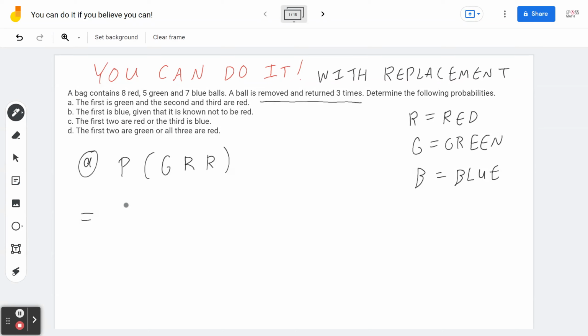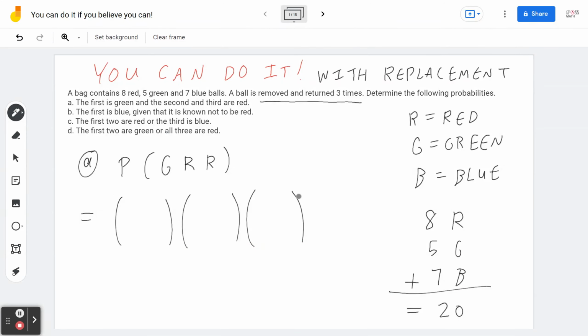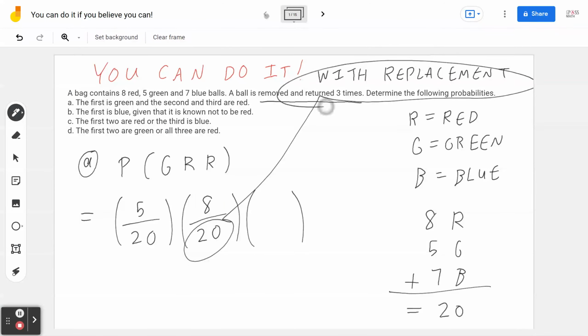Now, be mindful. There are 8 red, 5 green, 7 blue, which means if you add them up, the total number of balls is 20. So think about it like this. Again, we're using FCP, the fundamental counting principle. You want something and something and something, so you multiply. Out of the 5 possible green balls, out of a total of 20, that's the first part. For red, that's 8 divided by 20 because it's with replacement.